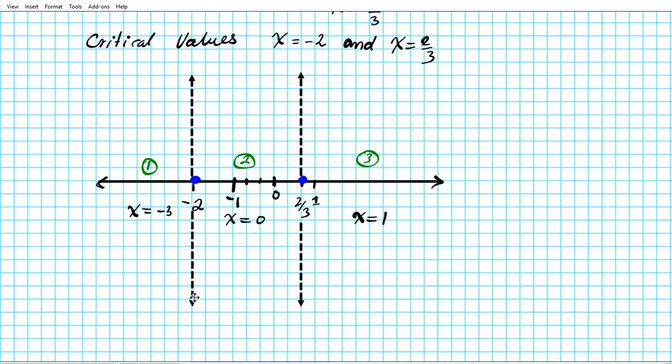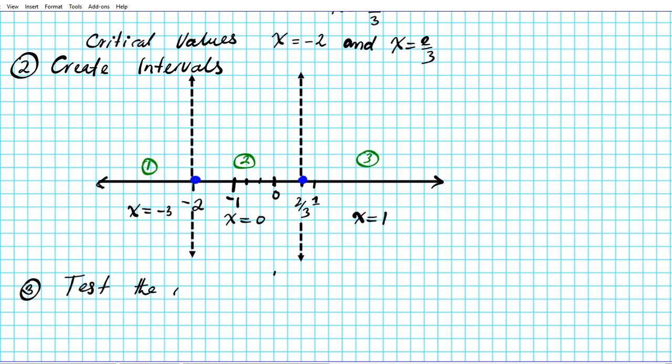We're now going to proceed with step 3, which is to test our intervals. Okay, so let's write down step 2. Step 2 was to create intervals. And now for step 3, we're now going to test the intervals to see which one satisfies the original inequality. Alright, we're going to start with interval number 1.